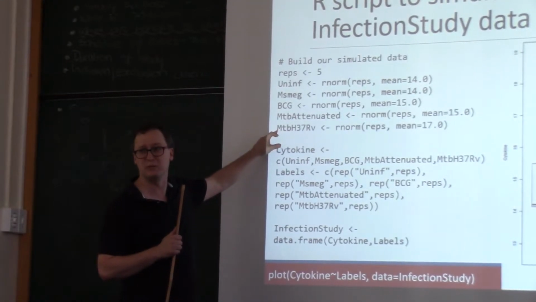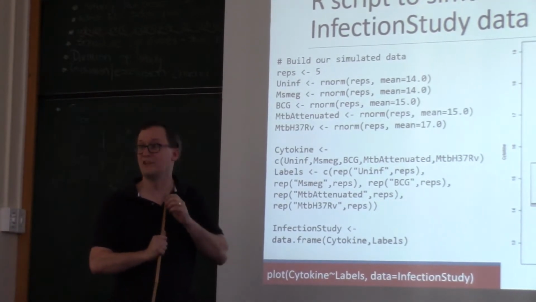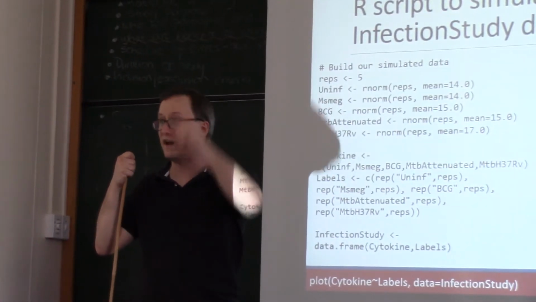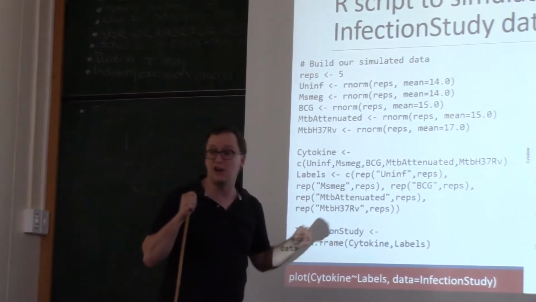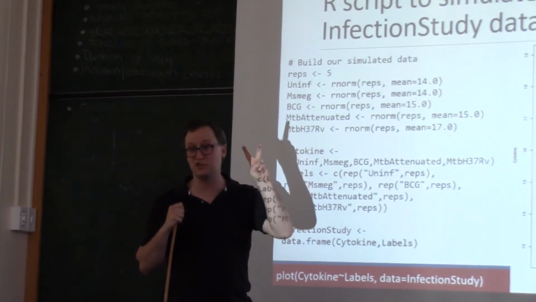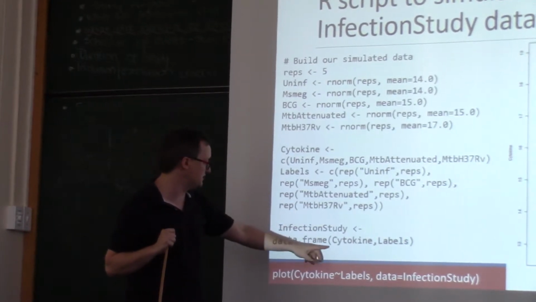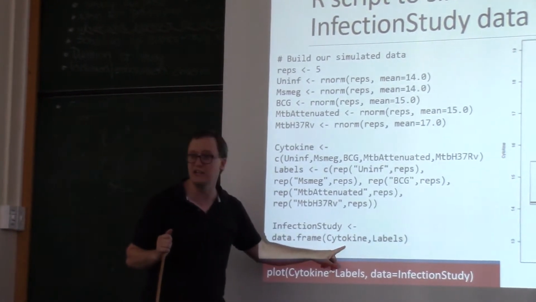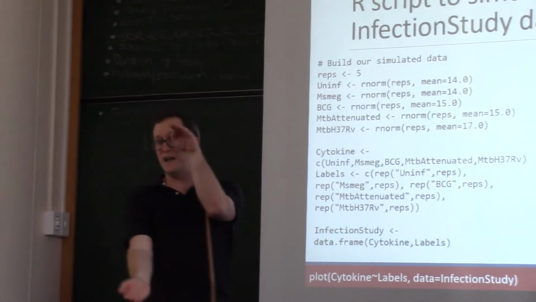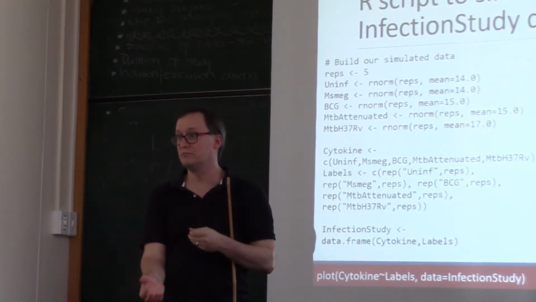So how long is my table? 25, exactly. So I have each infection state listed 5 times. And how many columns do I have? I have just 2 in this case. I have 1 column of the cytokine numbers themselves, and another column of labels. So it's a 25-row table with 2 columns, the cytokine measurements and the labels.